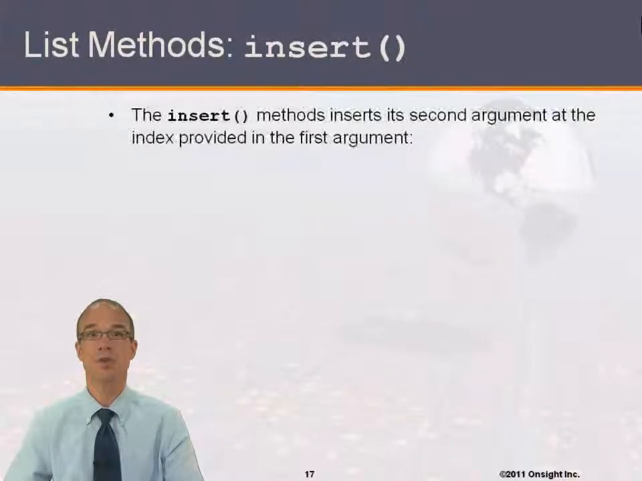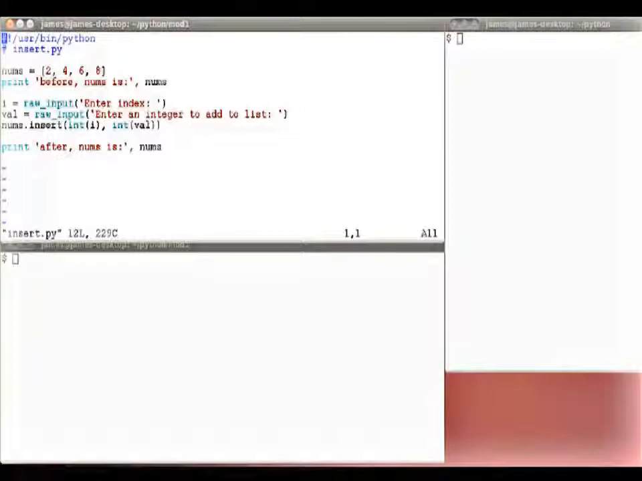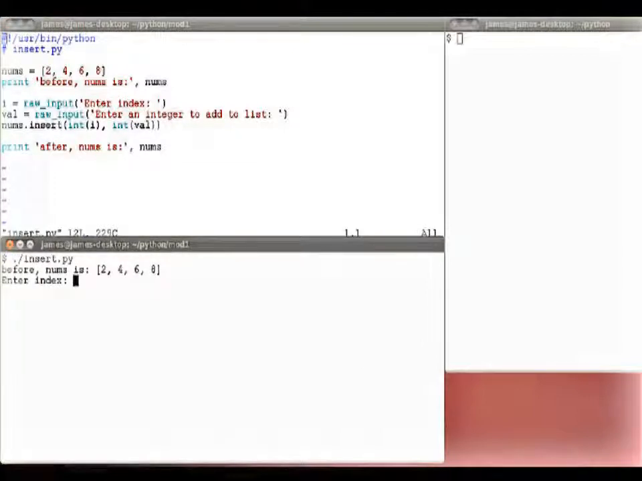So let's insert. We basically insert at some index some item. It's kind of like an append, but let's look at this example, insert.py. We start nums as the list 2, 4, 6, 8. We'll print it before, and we'll see what the value is. Let me go ahead and run that. It prints "before nums is 2, 4, 6, 8." Then it prompts for the index.